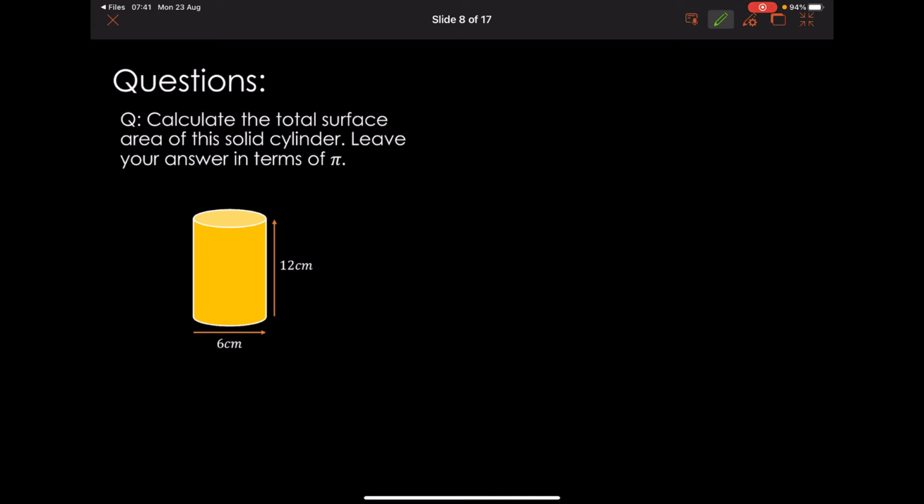Okay, so here is another example. I want you to pause the video and have a go at this, and press play and we'll go through the answer. Okay, so if you've had a go at that, I'm just going to write down here 2 pi r squared plus pi d h, because that's how we're going to work out the surface area.